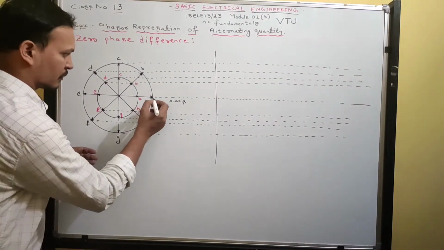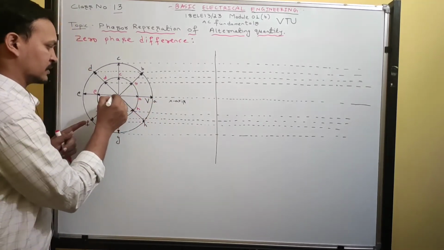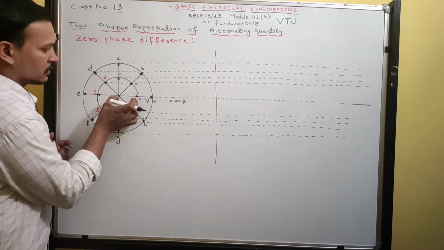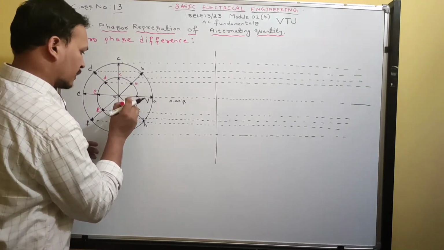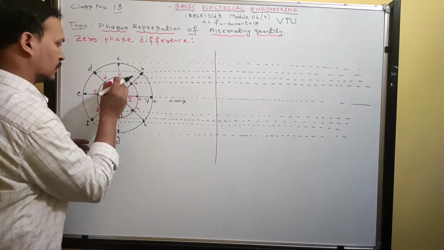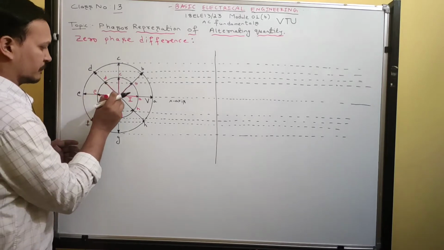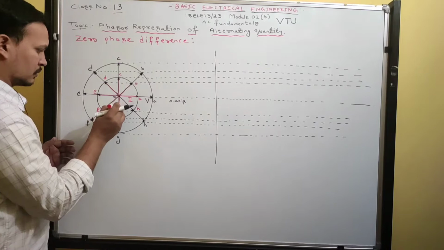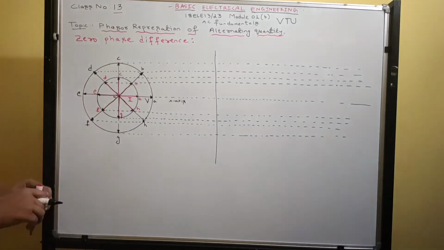Now consider this black color one. It is the voltage phasor, and it is fixed. OA is the voltage phasor. Next, this one is the current phasor, and I am writing it in red color. This red one is the current phasor.